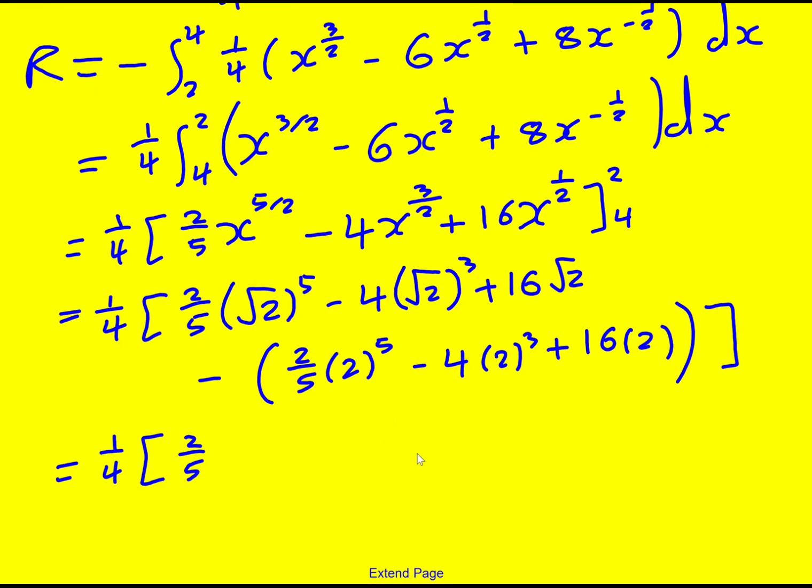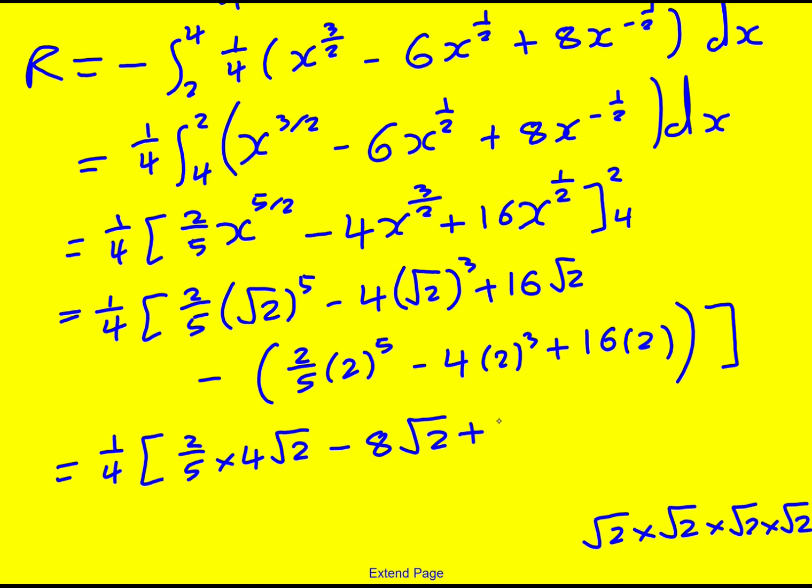Now, root 2 to the power of 5, root 2 times root 2, so that's root 2 squared is 2. If I do it 4 times, I'm going to get to 4. So root 2 to the 5 is going to be 4 root 2. Root 2 cubed is going to be 2 root 2. It's going to be minus 8 root 2 here.